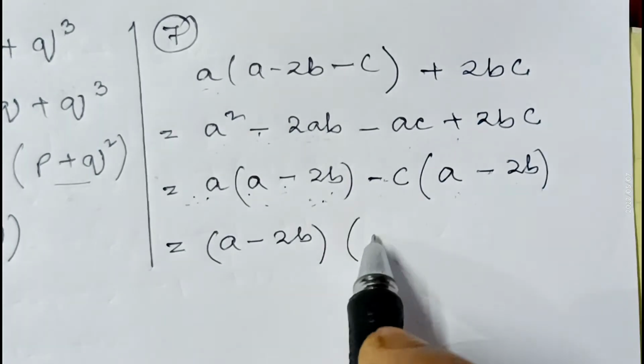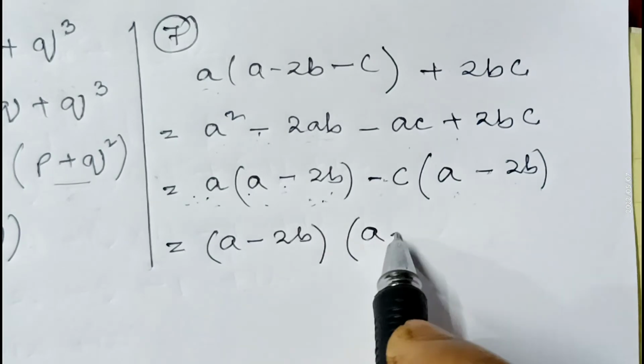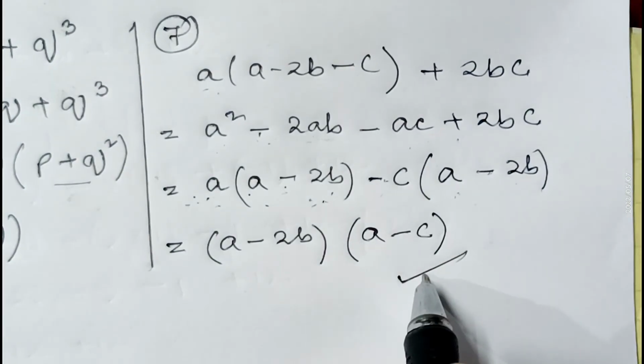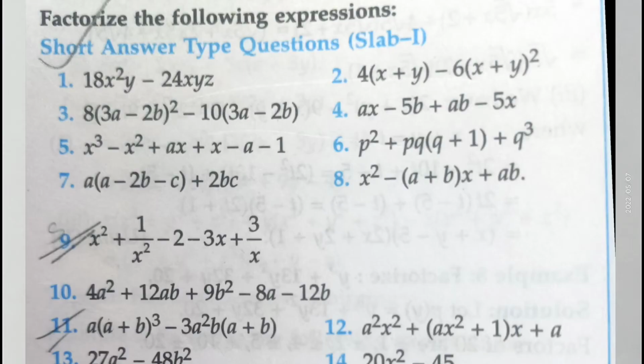So we are left with a minus c. Now it cannot be further factorized, so this is the required answer. As question number 8 is just like number 6, I am not showing it. I think you can do it yourself. Let me show question number 9.